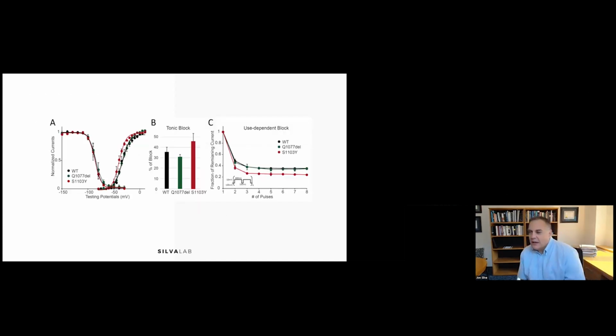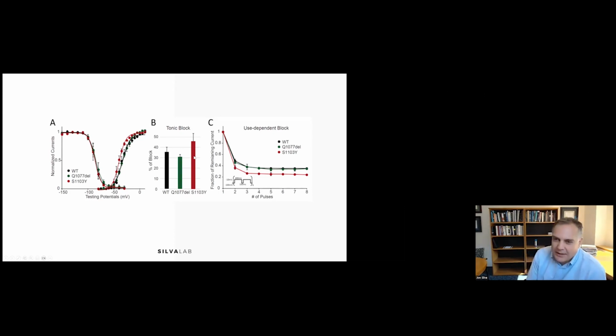So that was interesting. But then we started to think about how we were going to apply this. And we started thinking about whether common variants. So the long QT variants are pretty rare. But what we were wondering is, are there common variants that lots of people have that might respond differently to class 1 drug therapy? And so one is Q1077 deletion, and people tend to have some wild type, some Q1077 deletion. That doesn't make such a difference.